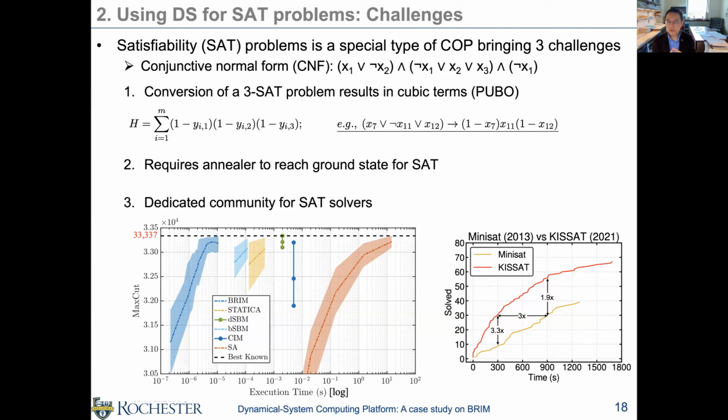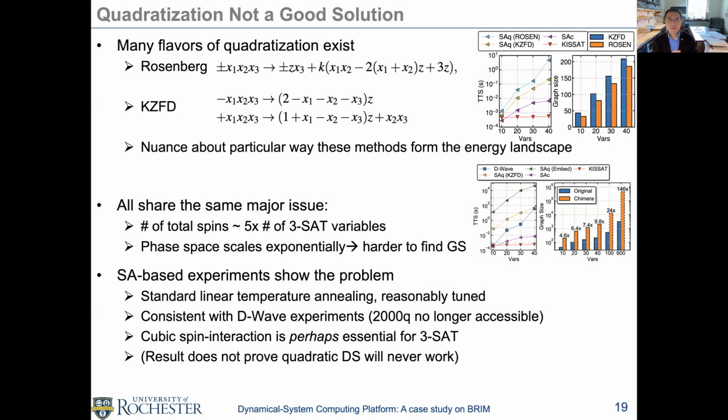And so the SAT community has been there for this conference in particular, probably 20 plus years. So you can clearly see, imagine this state-of-the-art curve moving steadily to the left as time goes by. So that really compresses our space, right? So we know that QUBO can be converted to quadratic form. There are various flavors, Rosenberg, KZFD, that's the author's name. But let's just take a look at how bad the result is.